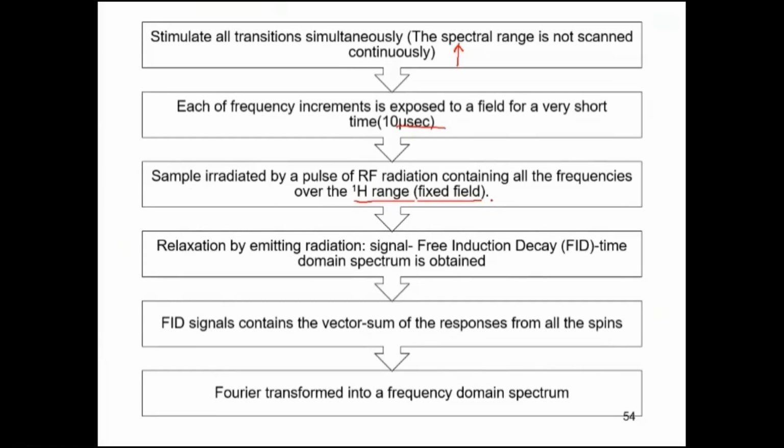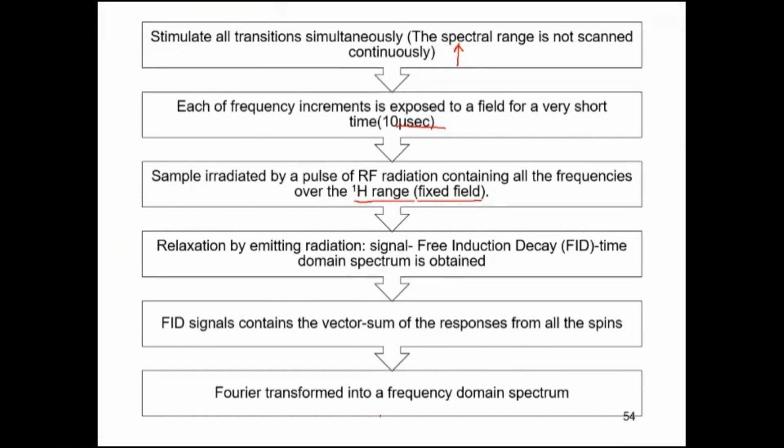So basically what happens is, as the nuclei are coming to the ground state, they emit all sorts of wavelength depending on different sets of proton. So from one set of proton you will get only one wavelength, but all the protons together will give you a combination of signals. So it is a vector sum of all individual signals.